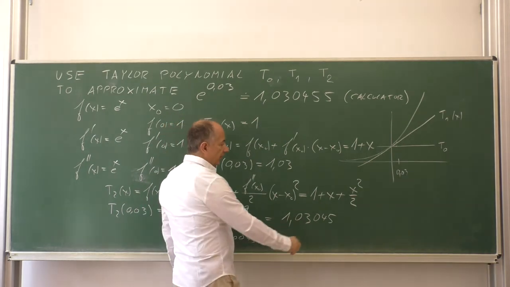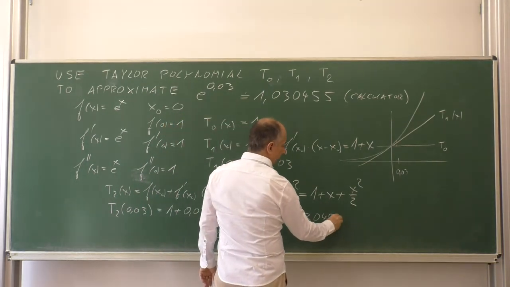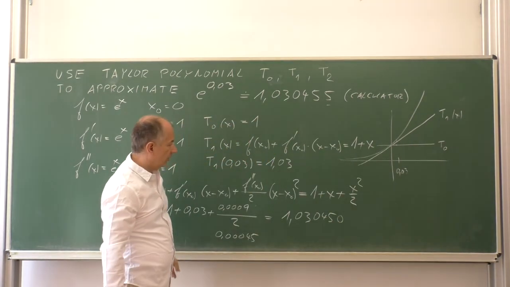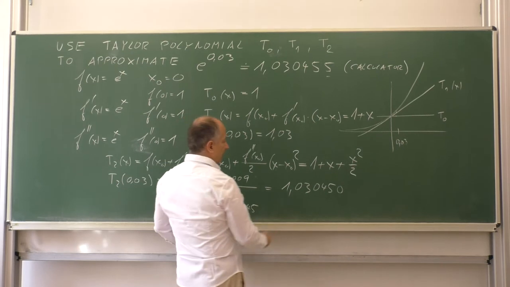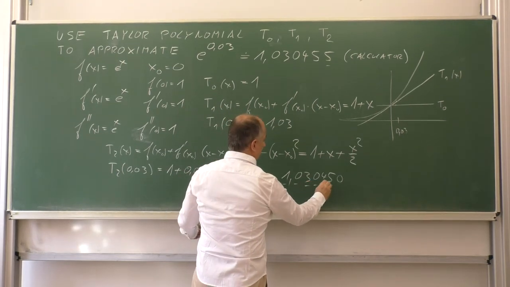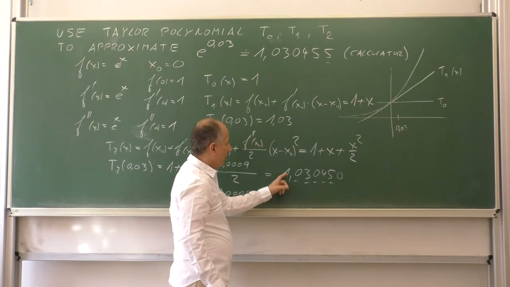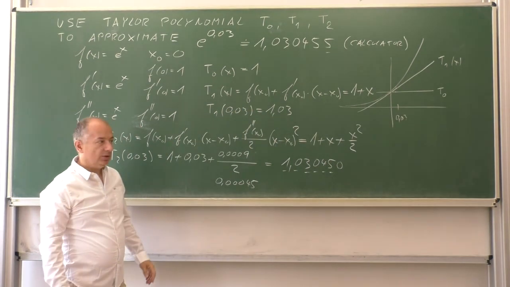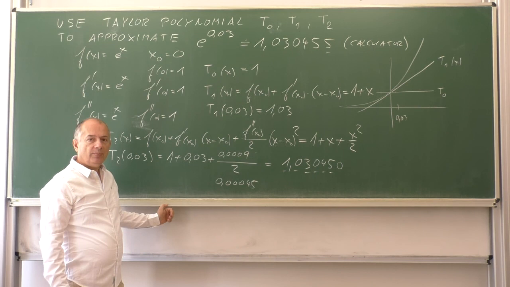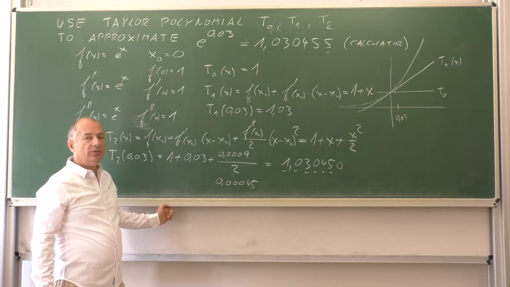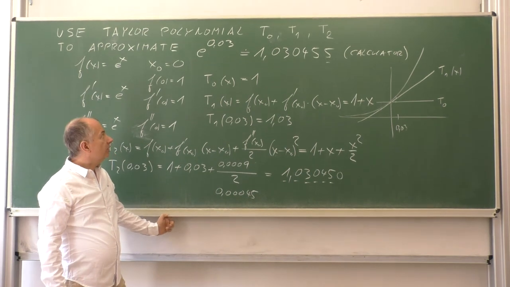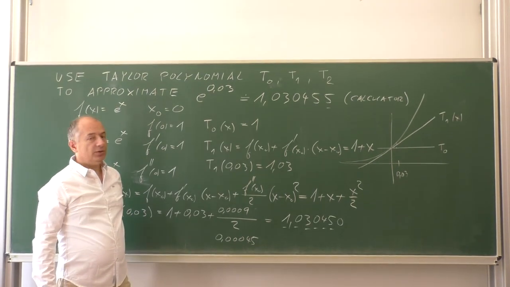The only difference is that nothing here, but 5 here. So we differ at this place. So this is good, this is good, this is good, this is good, this is good, this is good. 1, 2, 3, 4, 5, 6 valid decimal digits. So this was the application of Taylor polynomial to find an approximation of a given expression, of a given number.